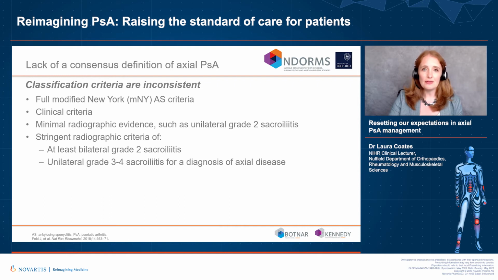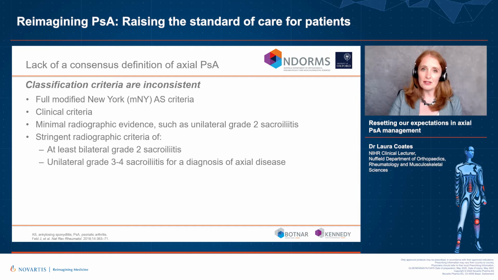Now there's a major issue in terms of consensus diagnosis and definitions in axial psoriatic arthritis. We know that classification criteria are not necessarily designed to be diagnostic criteria, but often they are used in clinic when making diagnoses, and there's inconsistencies in how these have been applied in previous studies, which makes it hard for us to really understand how psoriatic arthritis presents.